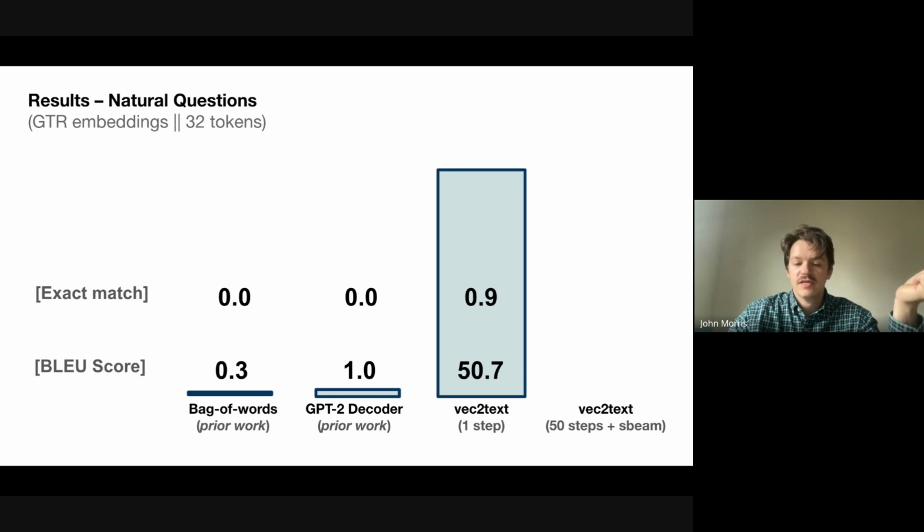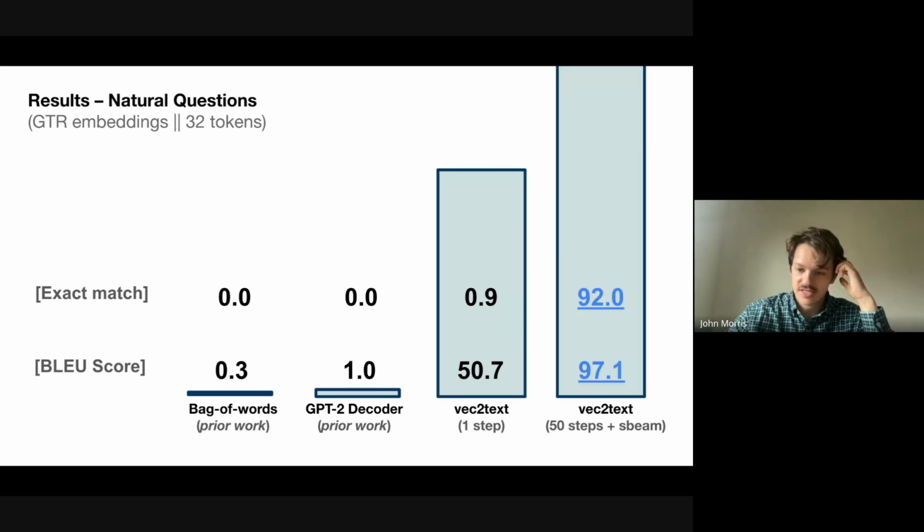I think I should add a decimal place here because that's confusing. And if we run 50 steps of correction plus the beam search with 8 sequences per step, we get 92% exact match and a 97 BLEU score, which I think is cool. You don't normally see BLEU scores this high, but my problem is a little different.